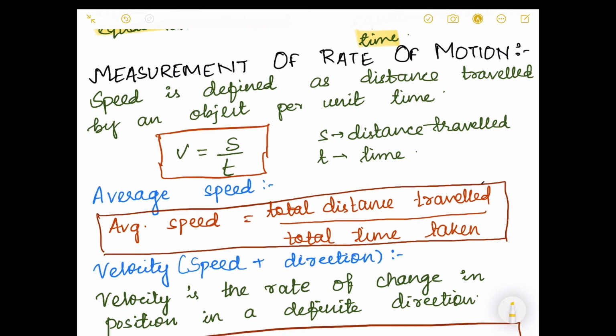Measurement of rate of motion. To measure the change in position with time, we employ a quantity called speed. Speed is defined as the distance travelled by an object per unit time. The unit of speed is meter per second, centimeter per second. We use all these units, but the SI unit is meter per second. It is a scalar quantity. Mathematically, we write it as V is equal to S by T, where S refers to the distance travelled by the body and T refers to the time taken to travel that distance.